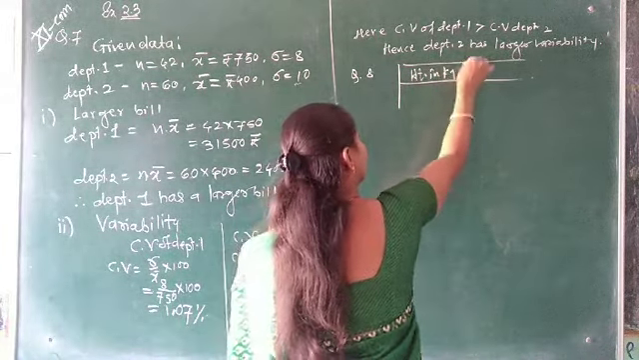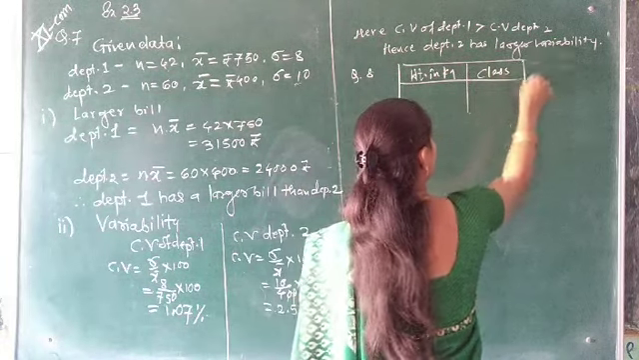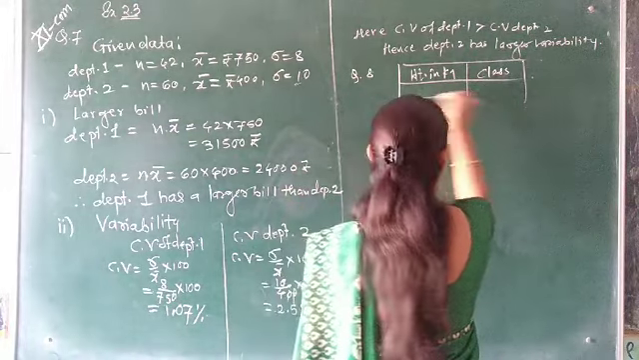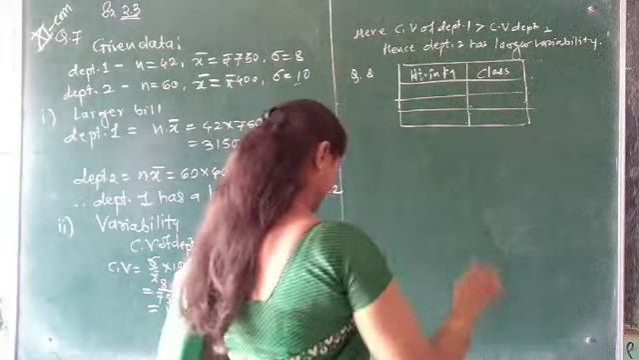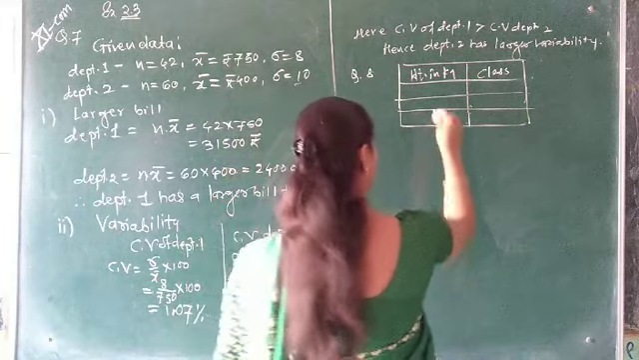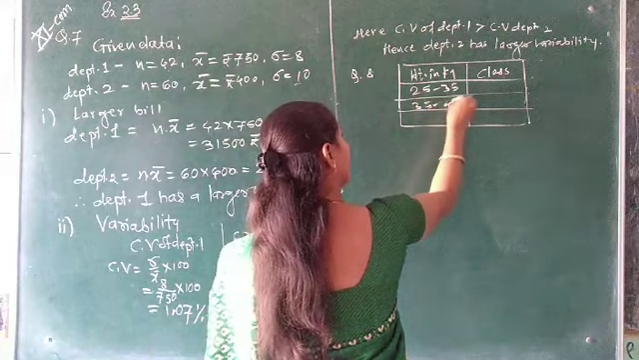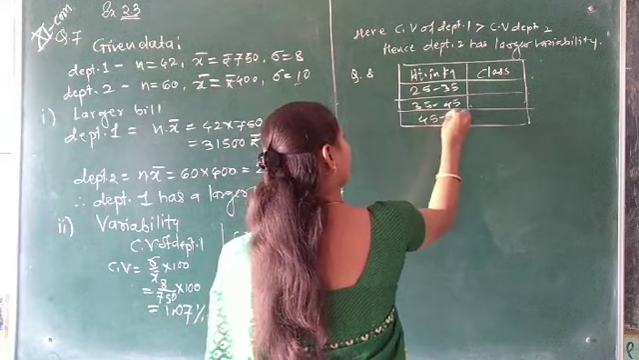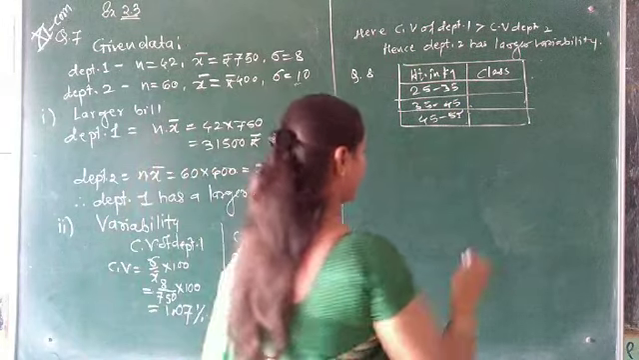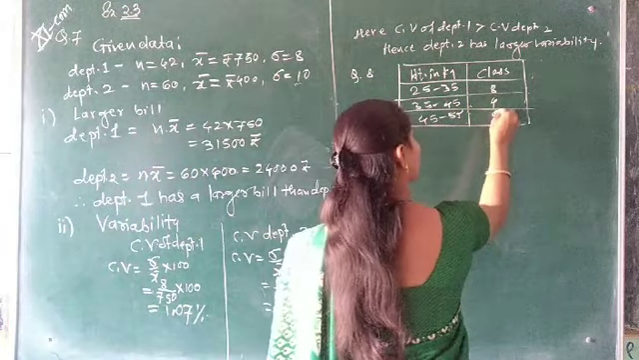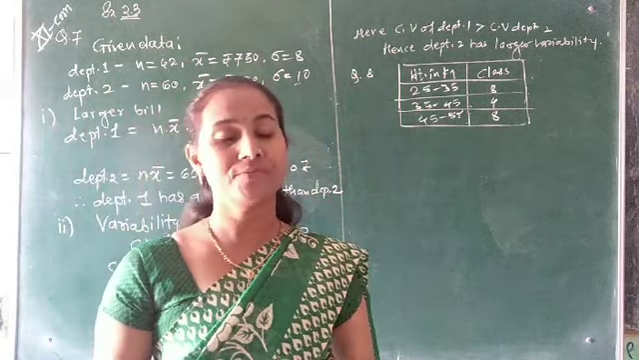Weight in kg, and the next one, class A. Group frequency distribution is given: that is 25 to 35, 35 to 45, and 45 to 55. First 8, 4 and 8, and here we have to find the coefficient of variation.